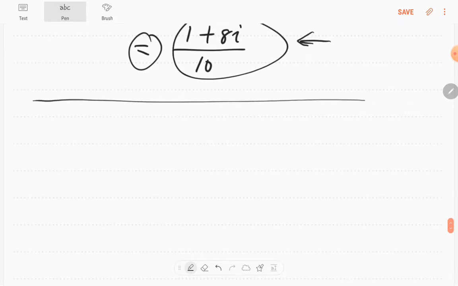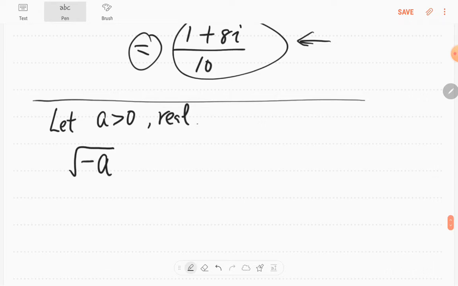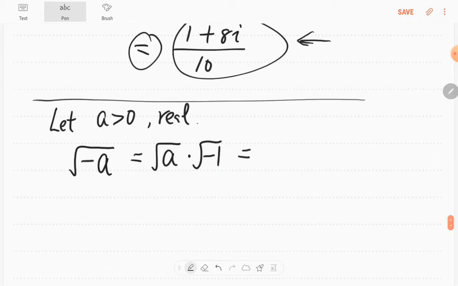Here, the next thing, let's look at, if we assume a is greater than 0, which is a real number. Okay, so how do we get rid of the square root of negative a? This one can be written as square root of a times square root of negative 1, right? Because negative a equals negative 1 times a. So it becomes square root a times i, since square root of negative 1 equals i.